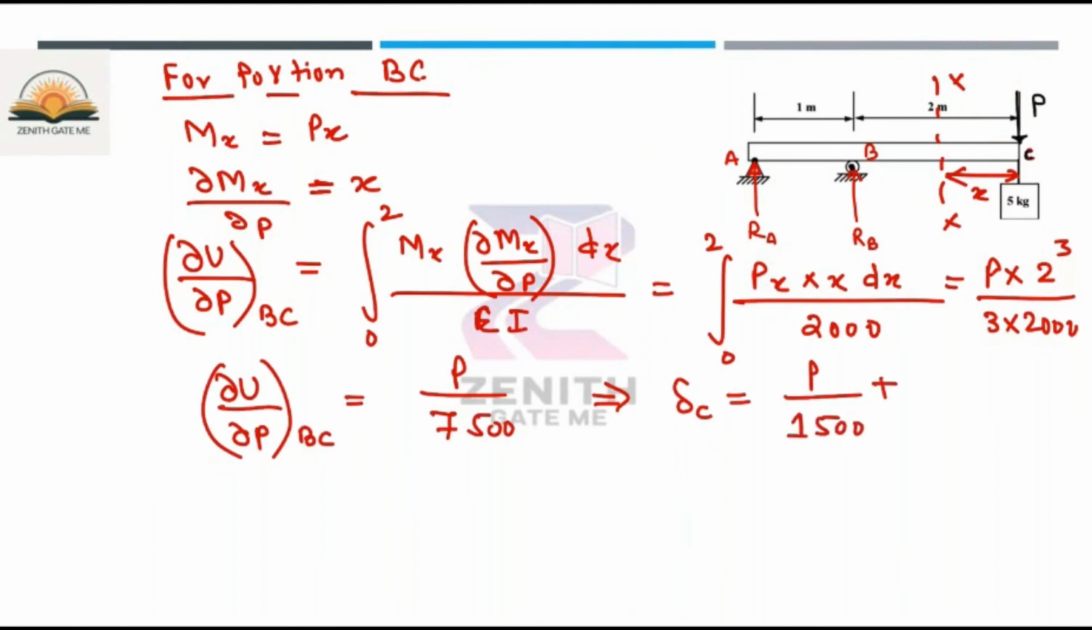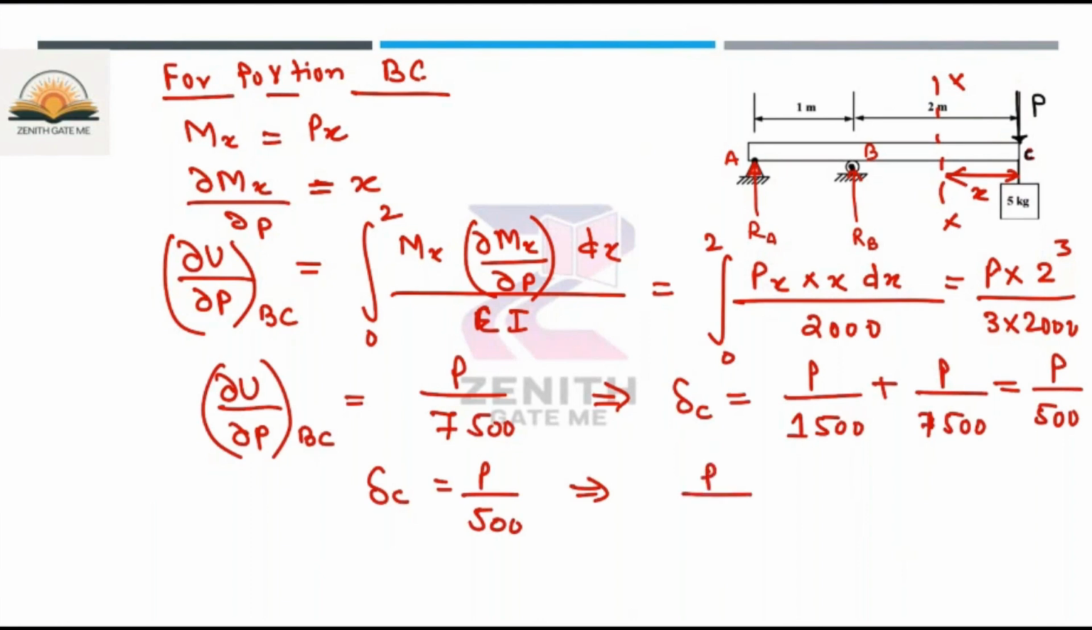Now if I want to write down the deflection at C, can I say this is P divided by 1500 plus P divided by 7500 is equal to P divided by, once you take the LCM, P divided by 500. That means deflection at C is equal to P by 500, and you know that force by deflection is nothing but the stiffness only. So what you will get? 500 Newton per meter. This is nothing but the K only. So I can say this is nothing but the stiffness.